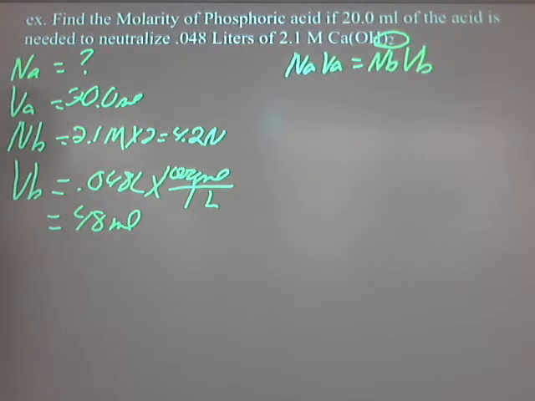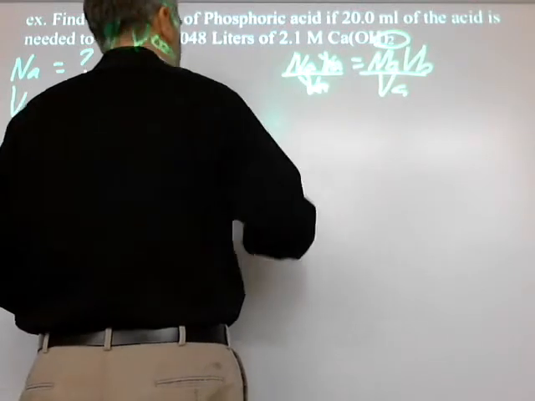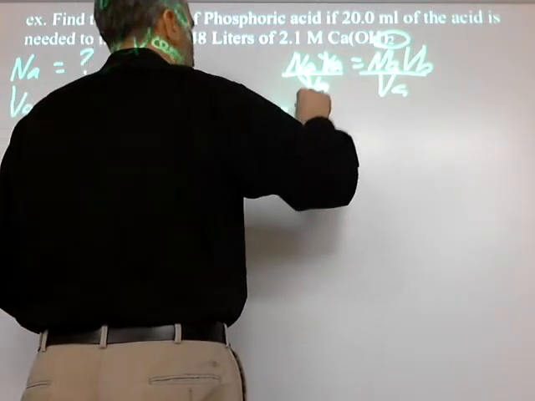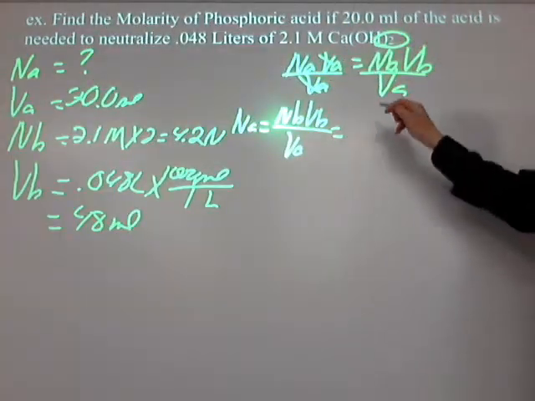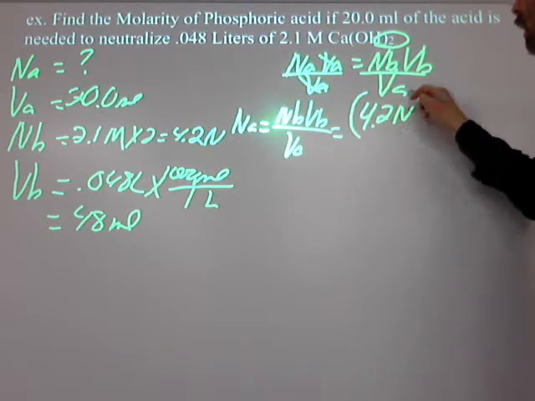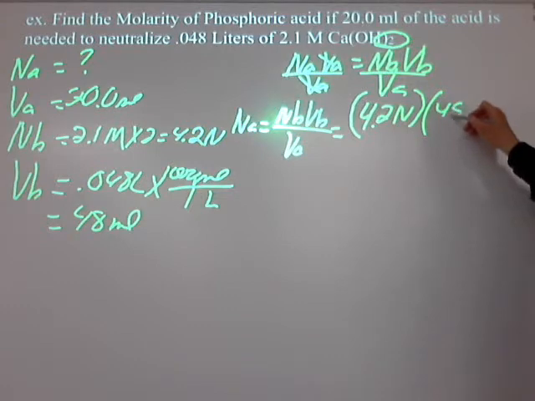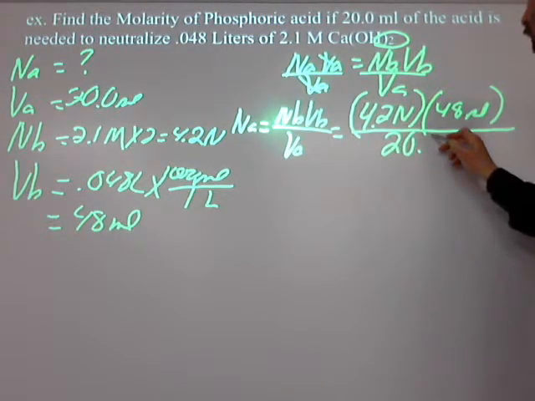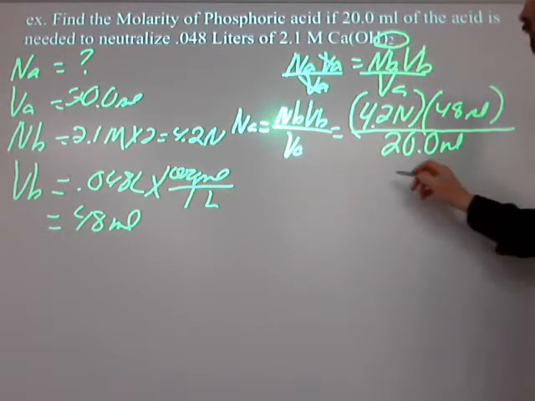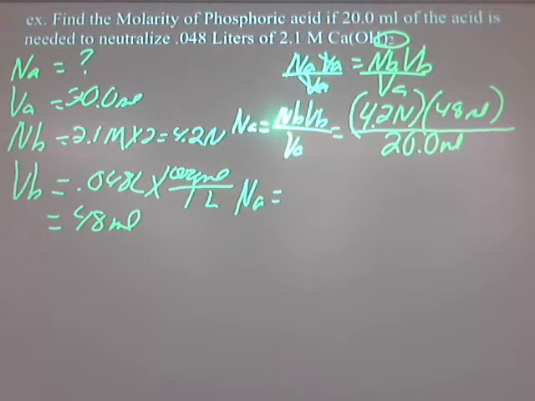Okay, NAVA equals NBVB. I'm solving this time for NA, so I'll divide both sides by VA. So NA equals NBVB over VA. NB is 4.2 normal. VB is 48 milliliters over VA, which is 20 milliliters. Do the math, what do you get?